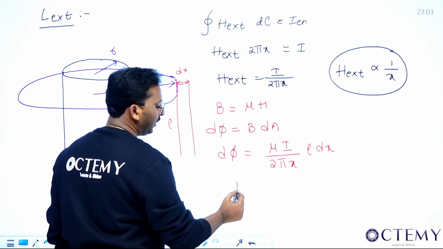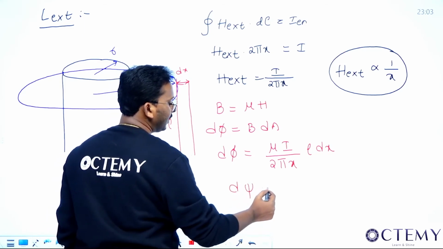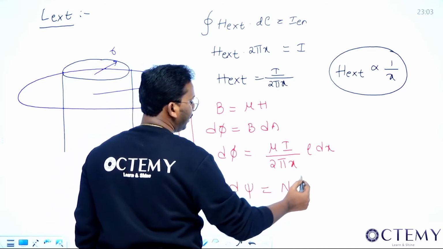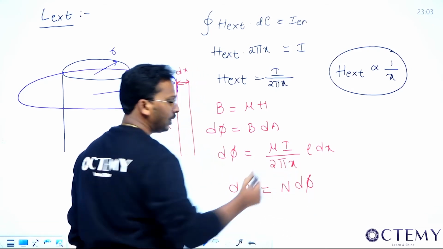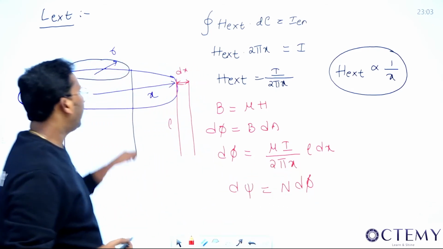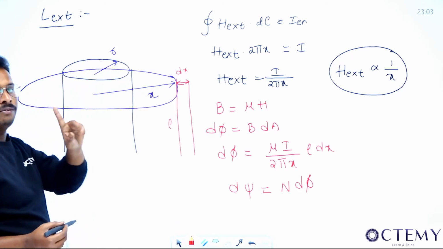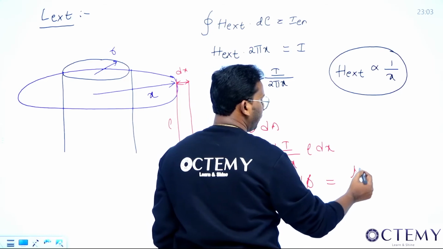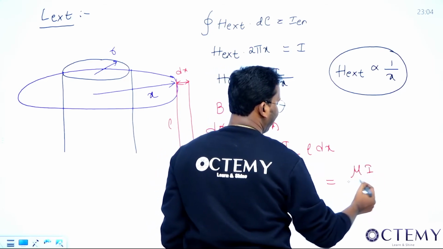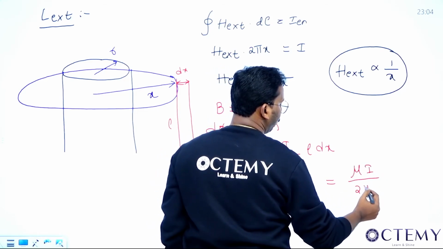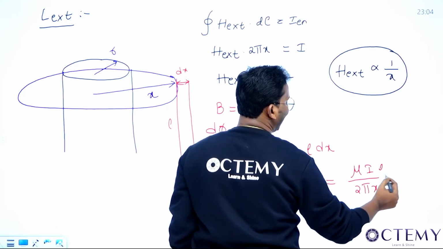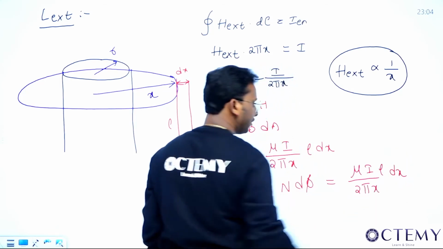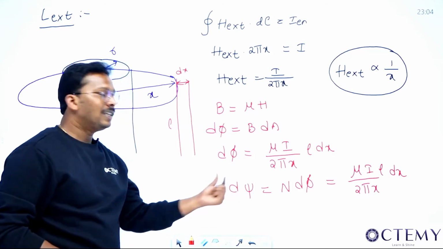Now, if you want to find d psi, that is number of turns into d phi. So that should be equal to what? Since you are taking it outside, the number of turns is only 1. So it should be equal to mu I divided by 2 pi x into L into dx. Right? This is my small change in flux linkage.